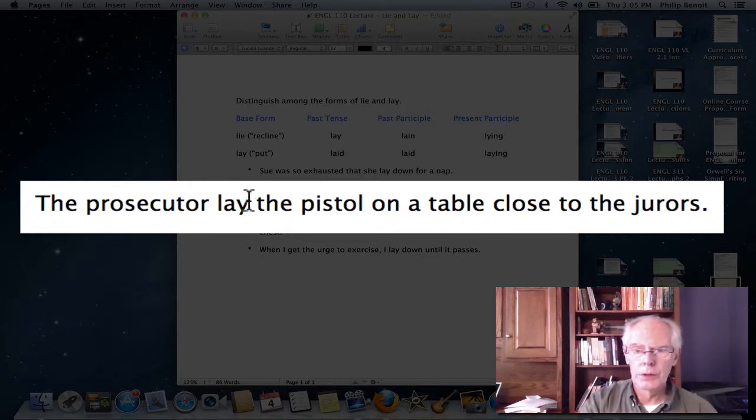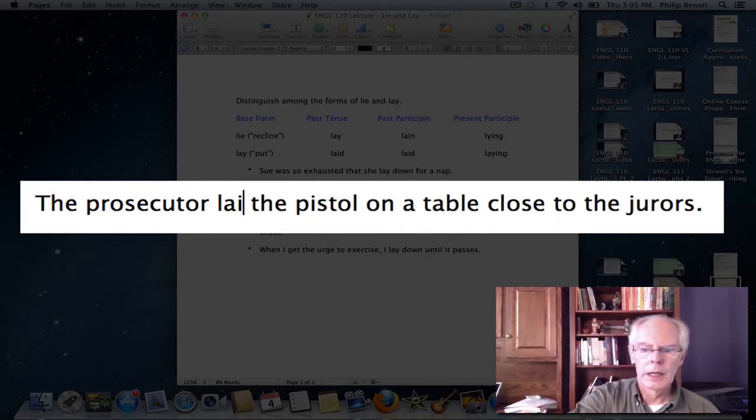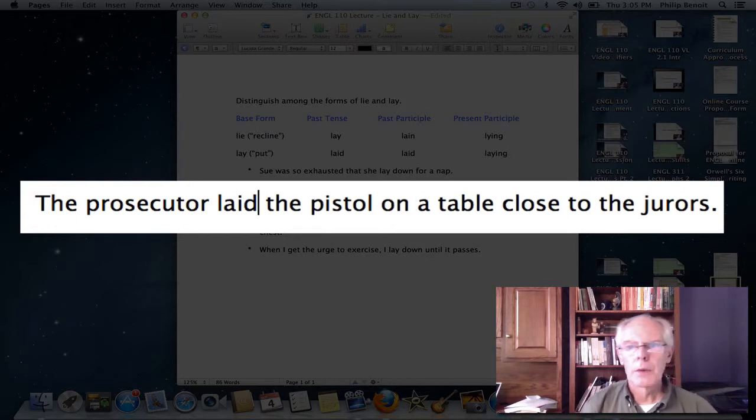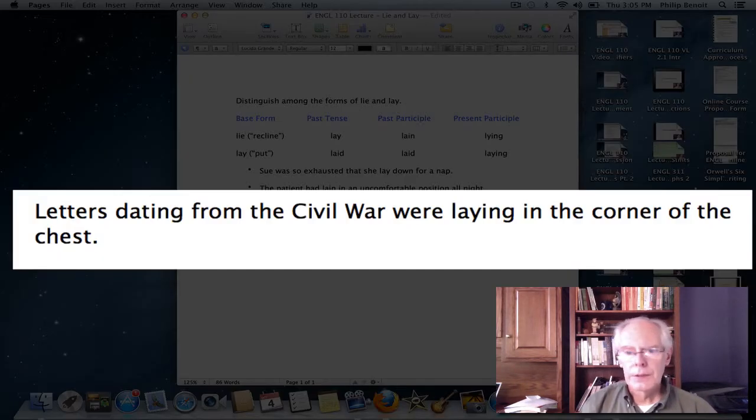So what are we going to do here? L-A-I-D. The prosecutor laid the pistol on a table close to the jurors. Okay? So you can see the difference. We're just unraveling the confusion of the wrong past tense because we're using the wrong word to begin with. Okay, next sentence.